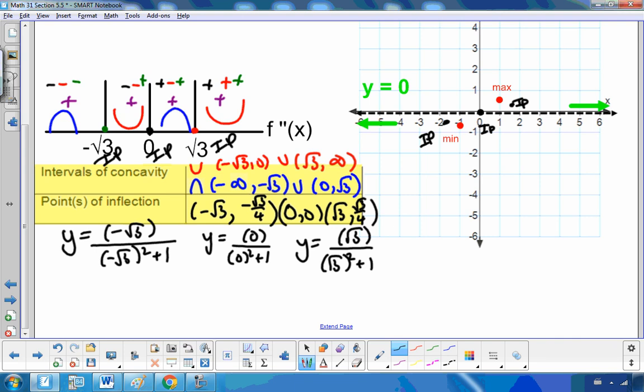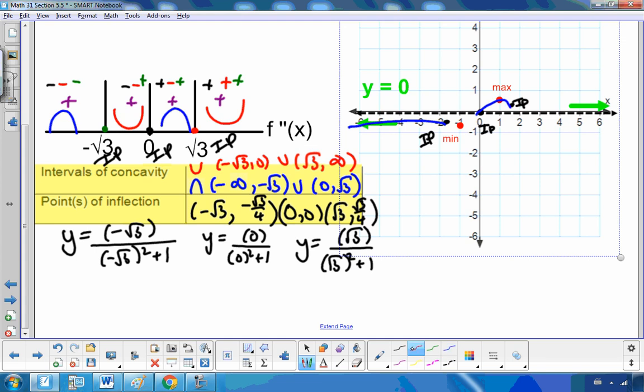Okay, so putting this all together, let's look at our intervals of concavity. So to the left of negative root 3, it is going to be concave down. So looking at this, it is going to be concave down and kind of going out to my end point. It's also going to be concave down between 0 and root 3. So going from 0 up to my maximum and through that inflection point.